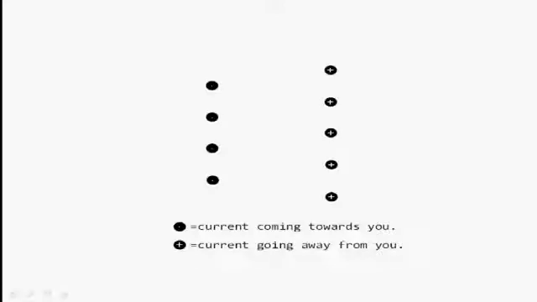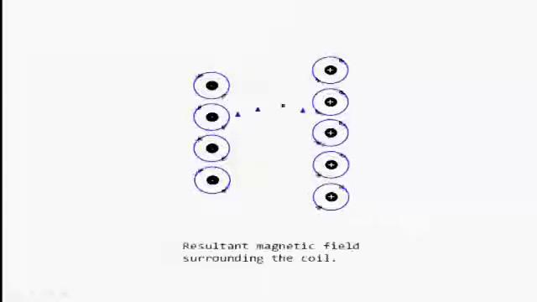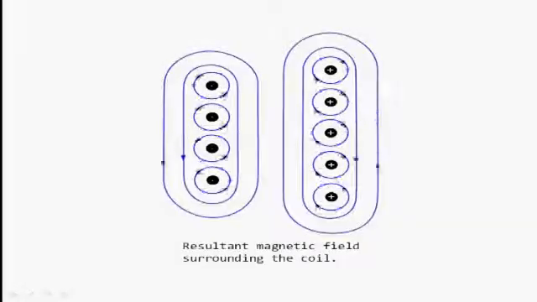We can now add the magnetic field of each conductor as we have seen previously. The magnetic fields actually add together, creating one larger magnetic field. And we can represent this with field lines showing the combined, or resultant, magnetic field.